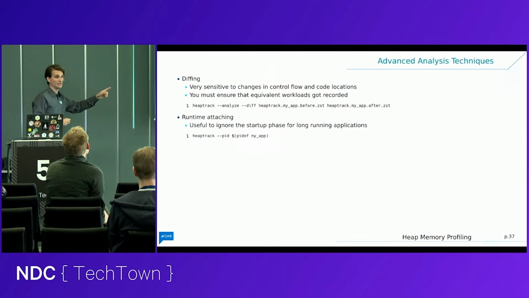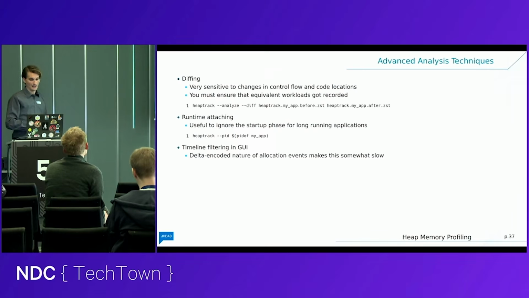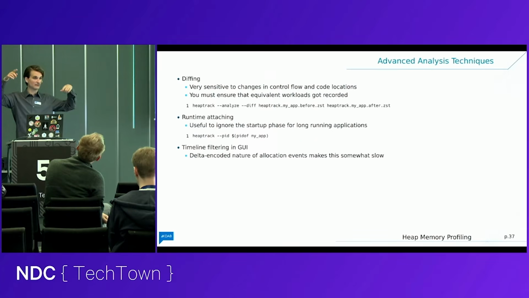You can runtime attach. That applies also to perf record, by the way. You can just record after you've done the costly startup phase and you just want to look at the steady state over the weekend or something like that, right? This is a quite common technique. And then, as I mentioned before, the timeline is also interactive. You can select one, check the delta between two time points, quite helpful.